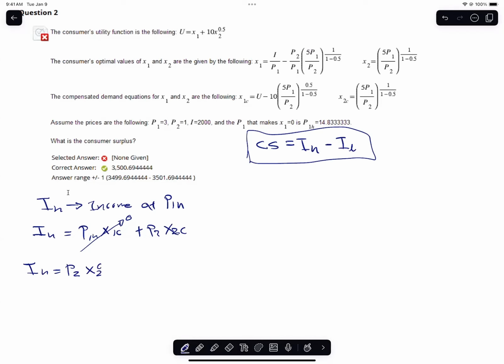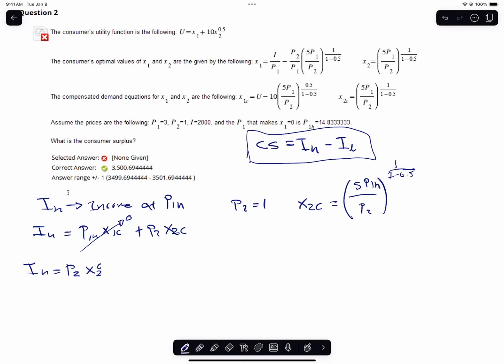Okay, where's P2? Oh, I'm missing it. Okay, here. P2 happens to be 1. So P2 equals 1. And now I'm going to compute X2C. So remember, X2C is going to be, what is the equation? Here, it's going to be 5 times P1 divided by P2, and then this raised to the 1. Remember that in this case, I'm using P1H.